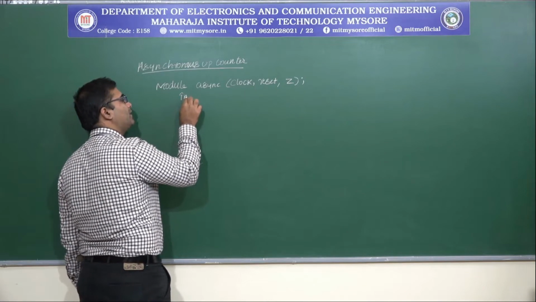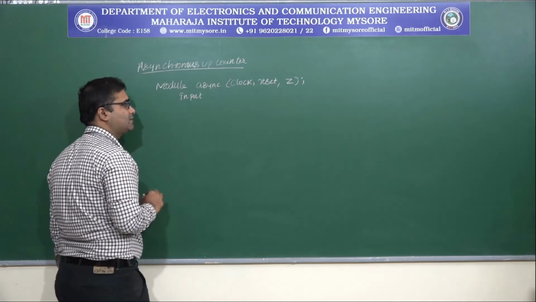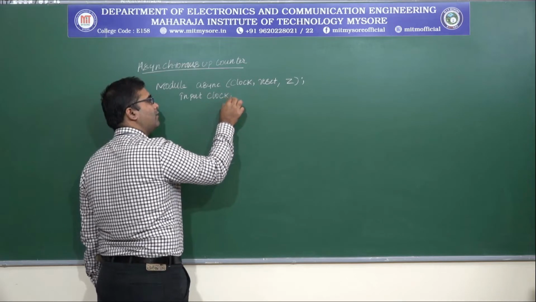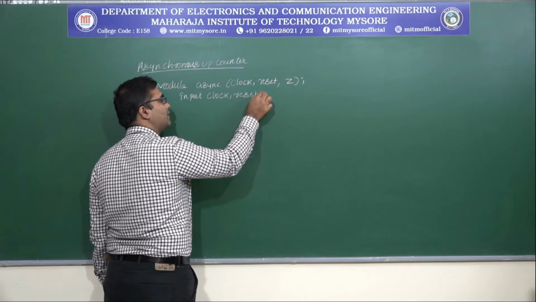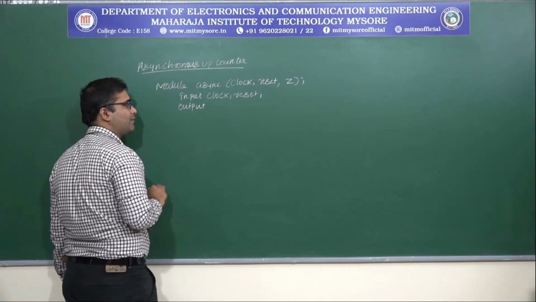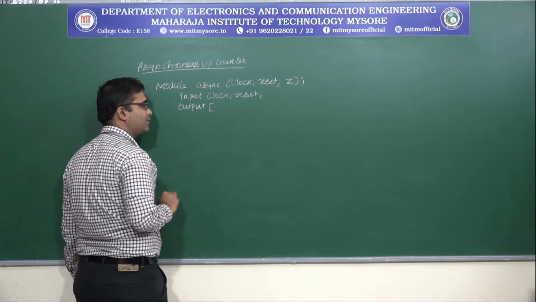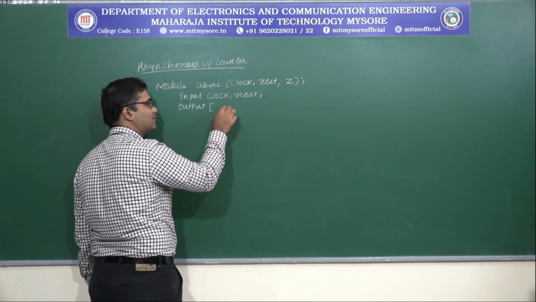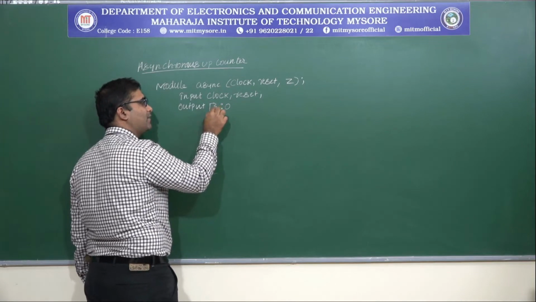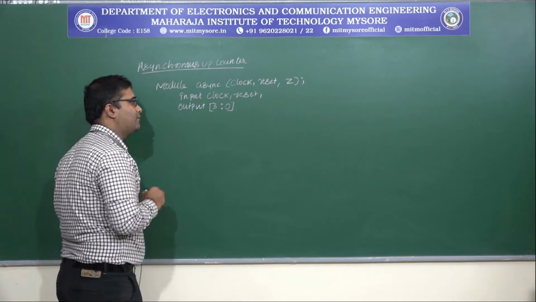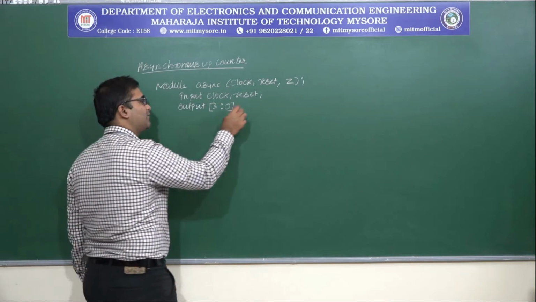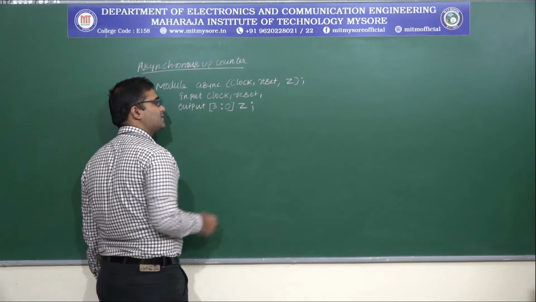So the terminal list which is provided: the inputs are clock and reset. The output is a variable z. So we are counting from four zeros to four ones. That would mean that you have 4 blocks, which are represented by a 4 bit vector, defined from 0 to 3. So it is 0, 1, 2 and 3. And we have a variable which is defined as z.